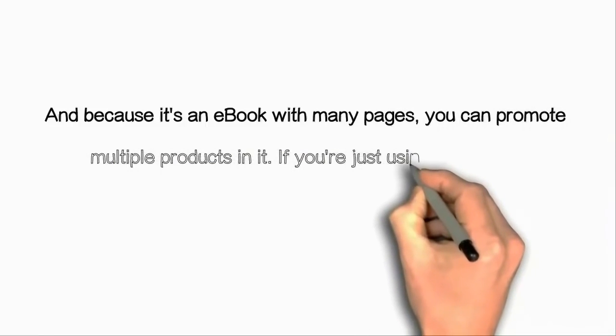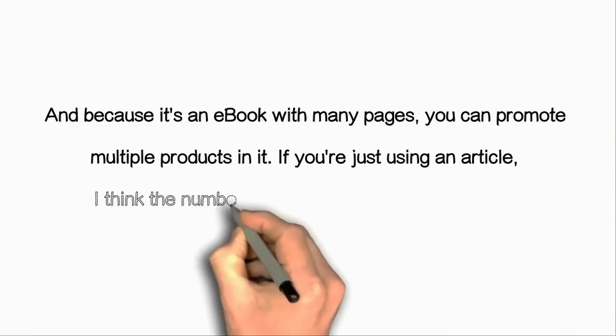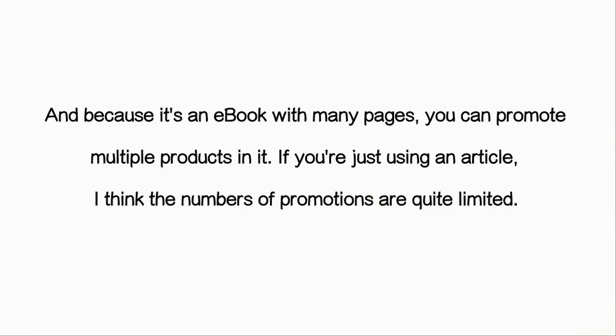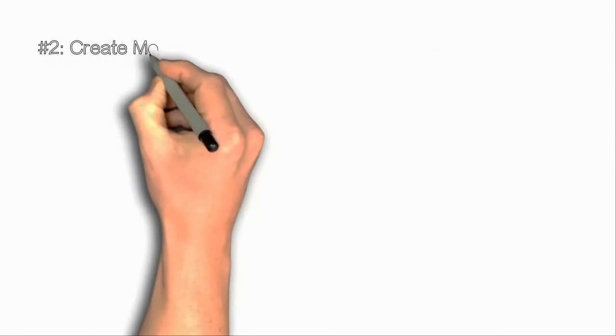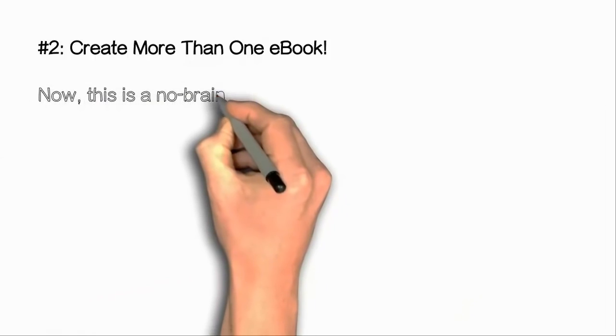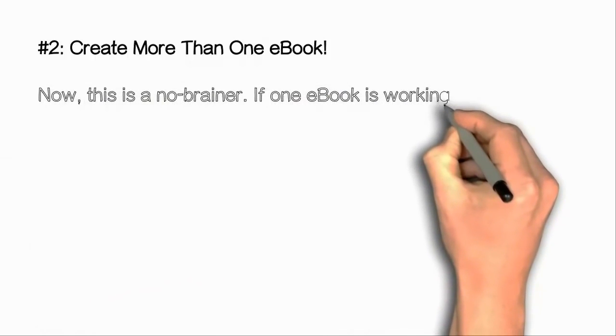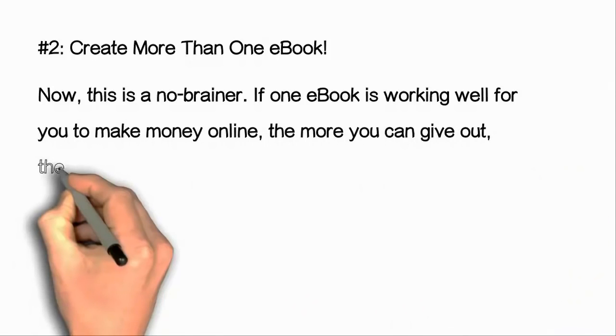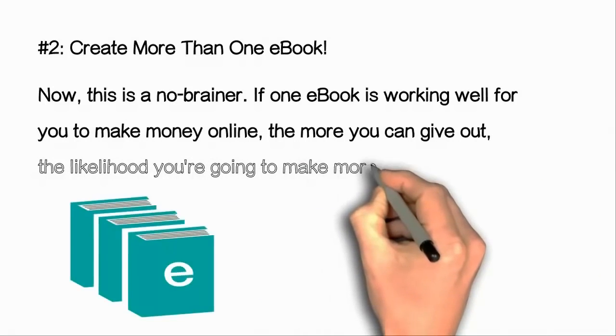If you're just using an article, I think the number of promotions is quite limited in a 500 to 1,000 words article. The second method, create more than one ebook. Now, this is a no-brainer. If one ebook is working well for you to make money online, the more you can give out, the likelihood you're going to make more.